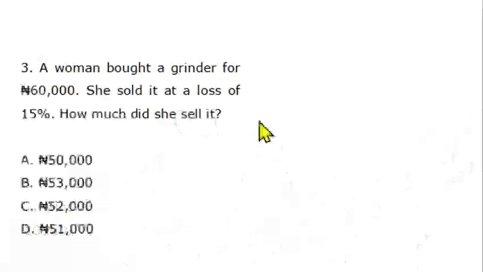Question number 3 is from profit and loss. A woman bought a grinder for 60,000 naira. She sold it at a loss of 15%. How much did she sell it?